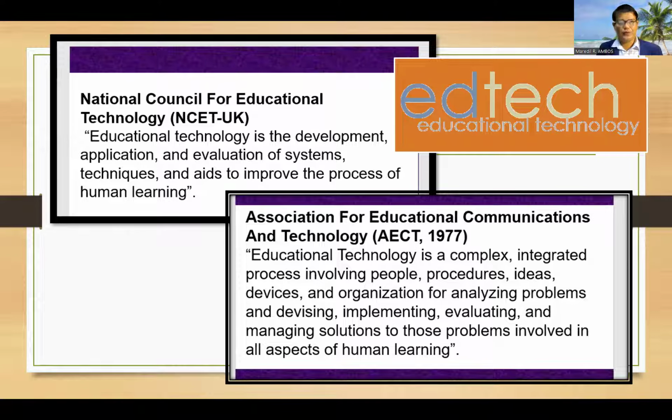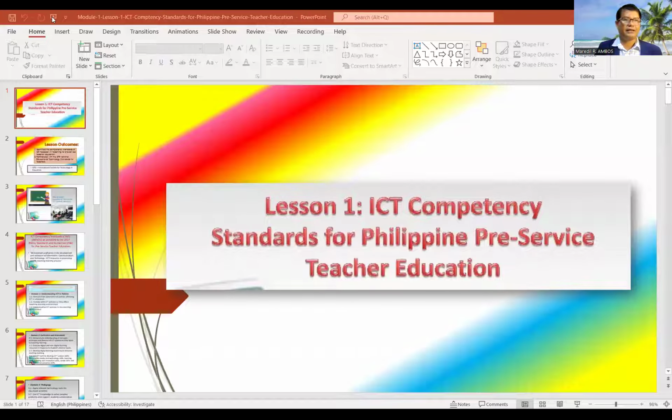Okay, so that's it with the meaning of our educational technology. Let's discuss the next lesson, and of course, that is lesson 1 of our topic. The title of this lesson is about ICT competency standards for Philippine pre-service teacher education.